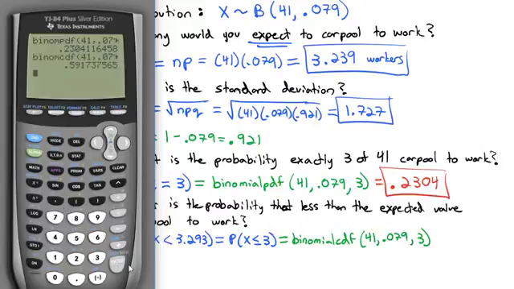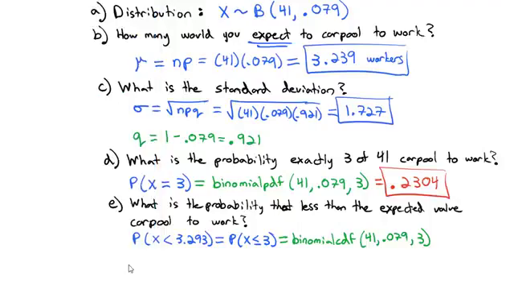And when I hit enter, it's going to tell me the sum total of all the probabilities of 0, 1, 2, or 3. There is a 59.17%, or a 0.5917 probability that if I ask 41 people, I will get 3 or fewer carpoolers as they commute to work.